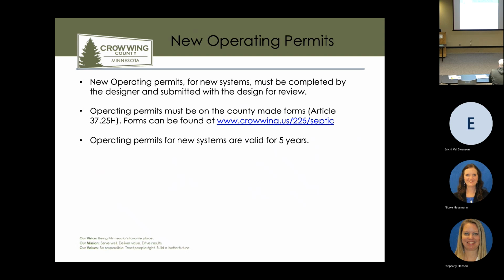So for new operating permits, for new systems, they must be completed by the designer and submitted with the design for review. Operating permits must be on the county forms. Those can be found online as well. And a new operating permit system is going to be valid for 5 years, just like a certificate of install would be.